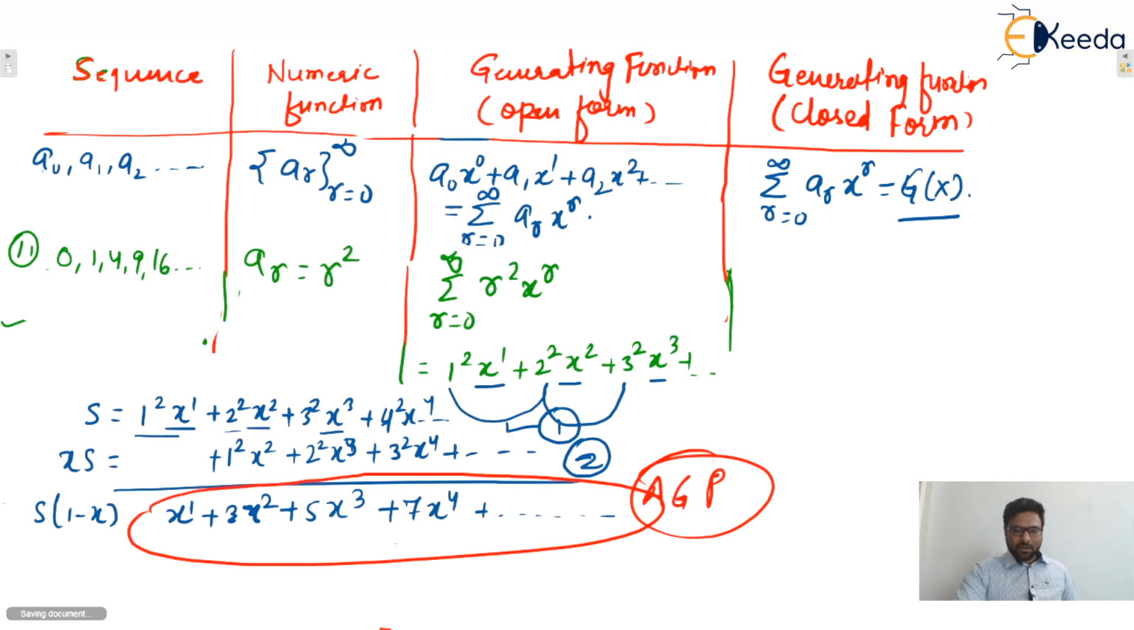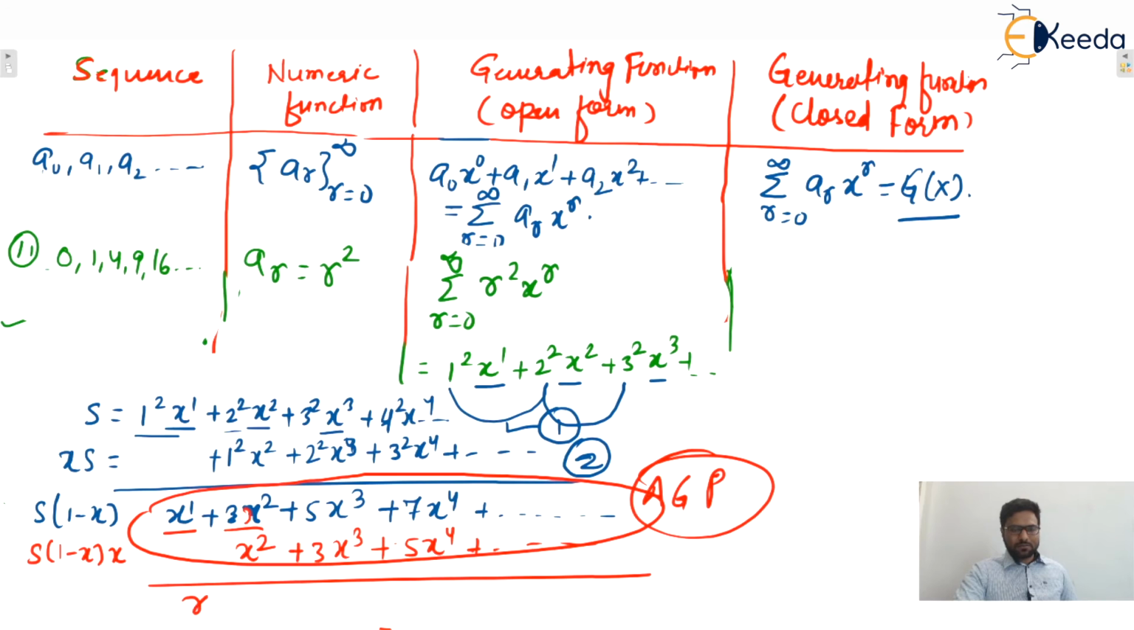Now in this AGP, again the GP ratio is x, so multiply this with x, so it becomes s into 1 minus x into x. Now multiply this one with x, so it becomes x square, and write it below the second term. Multiply the second term with x and write it below the third one. So this becomes 3x cube, then 5x power 4 and so on. Now subtract these, so it becomes x power 1 plus 2x square.